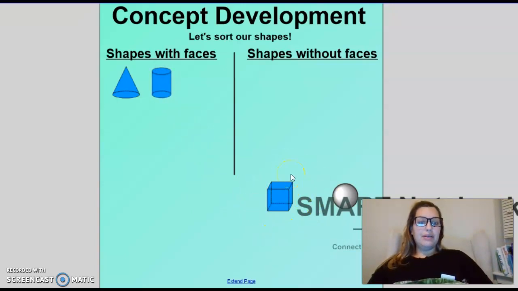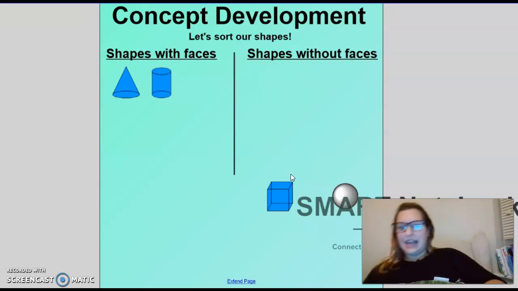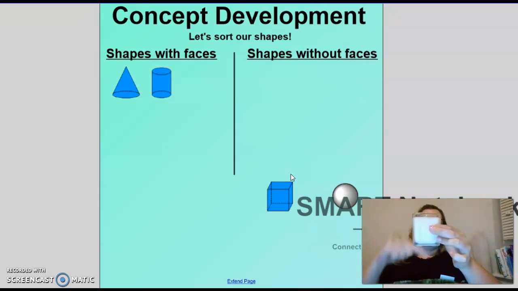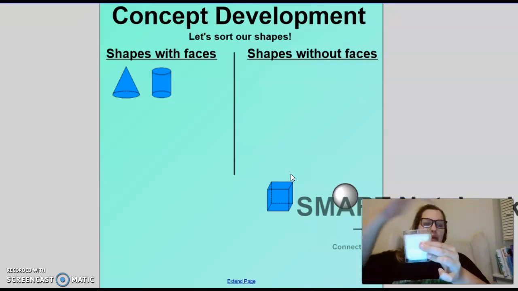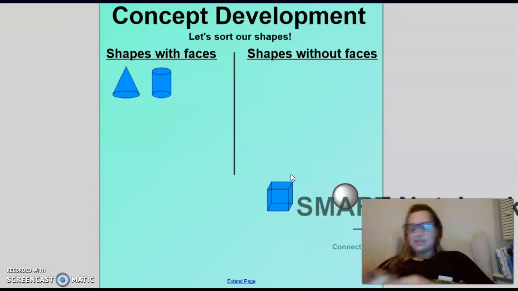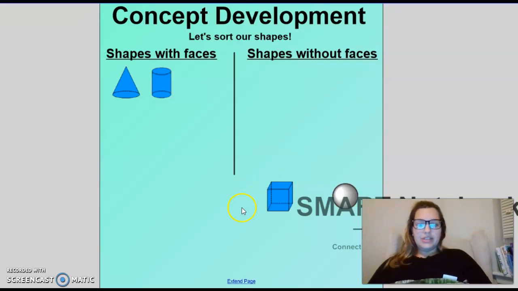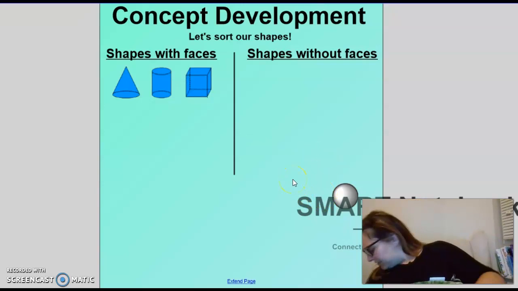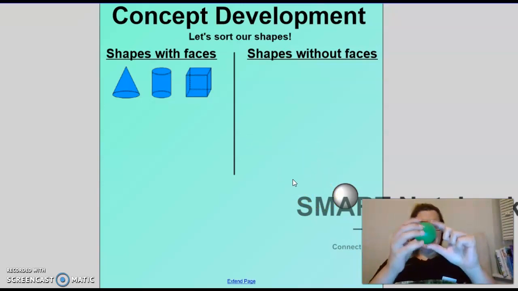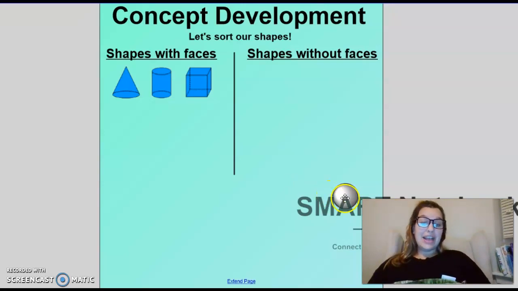Looking at our cube. Now we talked that it does have faces, but does anyone remember how many? Let's count. 1, 2, 3, 4, 5, 6. Great job. 6 squares or 6 faces make a cube. Now, does a sphere have any faces? No, a sphere has no faces.